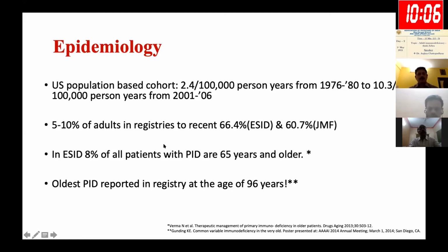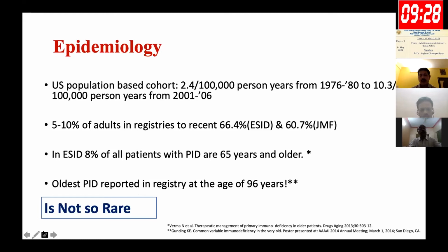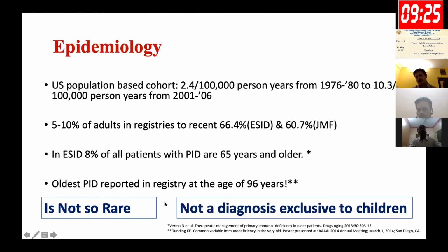Moreover, in the registry data, only 5 to 10% was comprised of the adult population, whereas the recent data of one of the largest registries, the European Society Registry and the Jeffrey Modell Foundation Registry, now comprises around 60 to 66% adult patients. Not only that, around 8% of patients with primary immune deficiency are more than 65 years of age. The oldest PID patient reported in a registry is from the Australian registry, at the age of 96 years. So two learning points from this: it's not such a rare disease, and it's not a diagnosis exclusively of children.